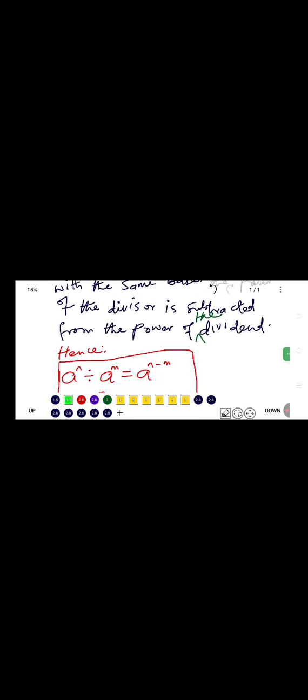So if you are writing it mathematically, a raised to power n divided by a raised to power m is equal to a raised to power n minus m. Or if it is written in fractional form, a raised to power n over a raised to power m is still the same thing as a raised to power n divided by a raised to power m. It is equal to a raised to power n minus m.